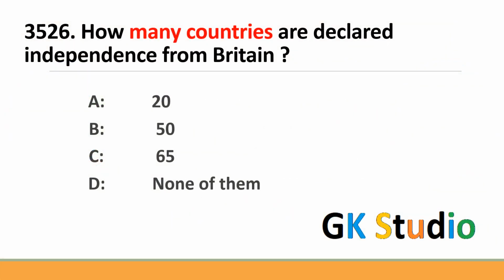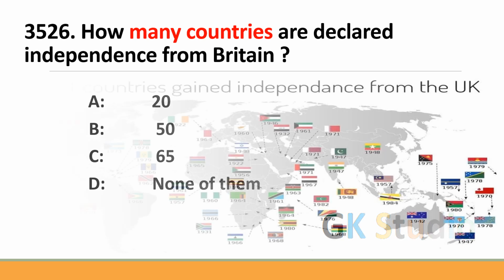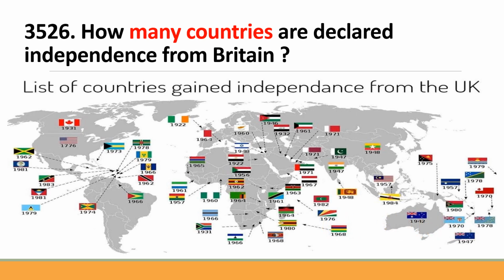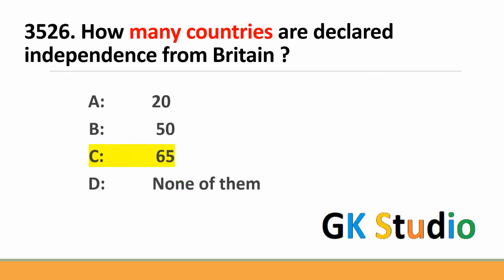How many countries have declared independence from Britain? Are the following countries those that got independence from the UK or Britain? The total number of countries is 65.